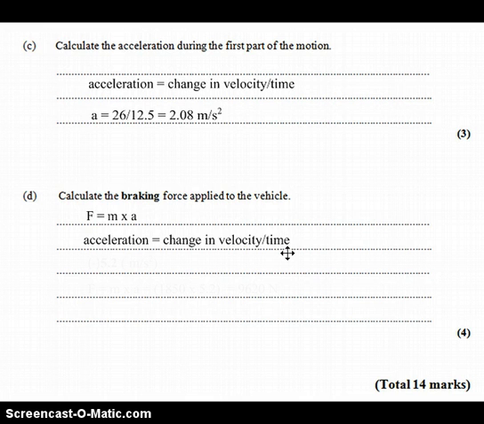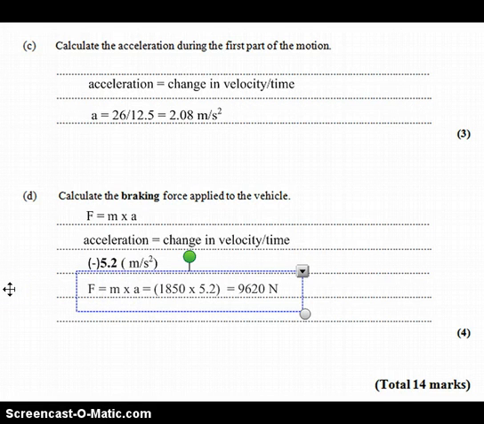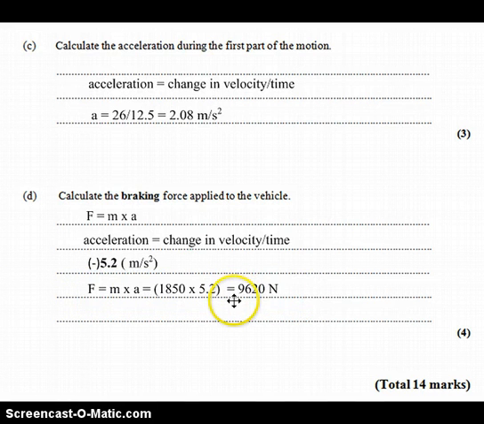Now this is for the final part of the graph, and so therefore we take the information from the graph and we can calculate the deceleration of 5.2 meters per second squared. That was 26 divided by 5. So now we can use force equals mass times acceleration. We have the mass from the first part of the question, which is 1,850 kilograms, multiplied by the 5.2 meters per second squared, the acceleration we just calculated, and we get a braking force of 9,620 newtons.